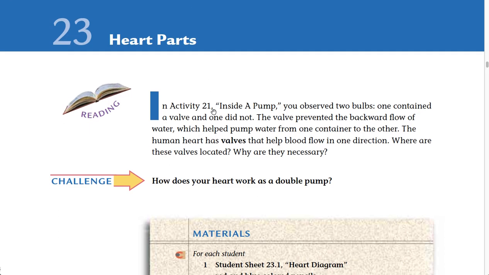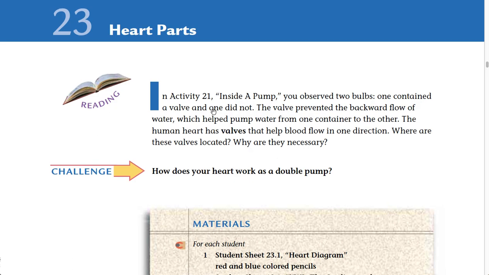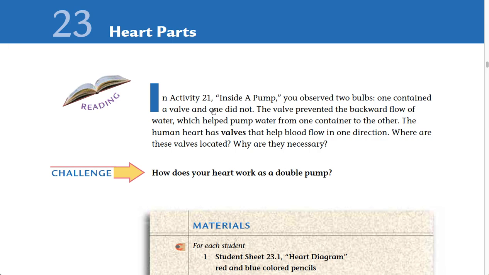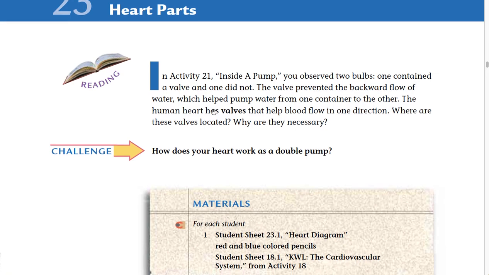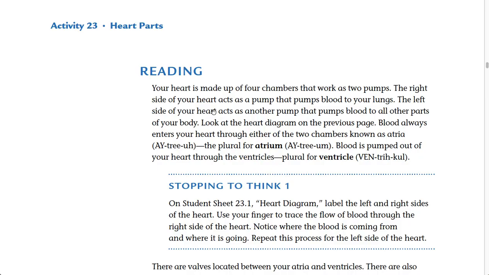Activity 23, heart parts. This says in activity 21, inside a pump you observed two bulbs. One contained a valve and one did not. The valve prevented the backward flow of water, which helped pump water from one container to the other. The human heart has valves that help blood flow in one direction. Where are these valves located and why are they necessary? And the challenge question is, how does the heart work as a double pump?